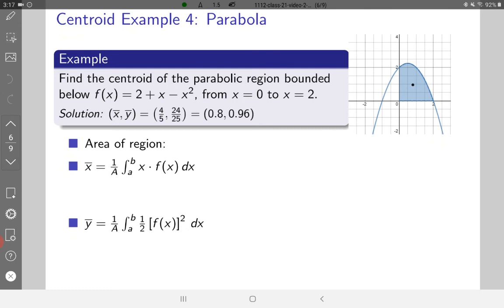Okay, here's another example. Let's find the centroid of this parabolic region, this region bounded underneath a parabola, the graph of a quadratic function. And I've said here from x equals 0 to x equals 2 as part of the setup of the problem. I could have also phrased this as find the centroid of this parabolic region in the first quadrant. And I would trust that you know that that means in the top right over here, so you'd know that x equals 0 is one of the boundaries.